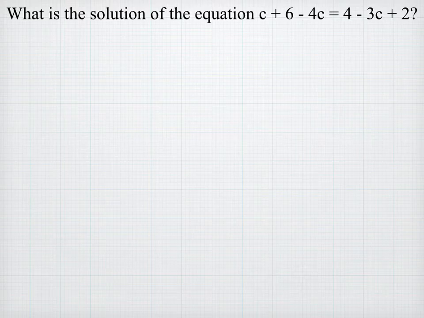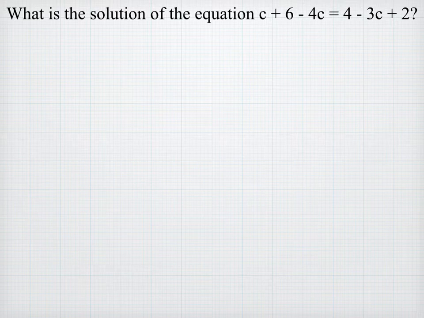The last example we're going to look at is asking us what is the solution of the equation c plus 6 minus 4c equals 4 minus 3c plus 2. Just like in the previous example, we do have combining like terms, and actually now we have combining like terms on both sides of the equation.